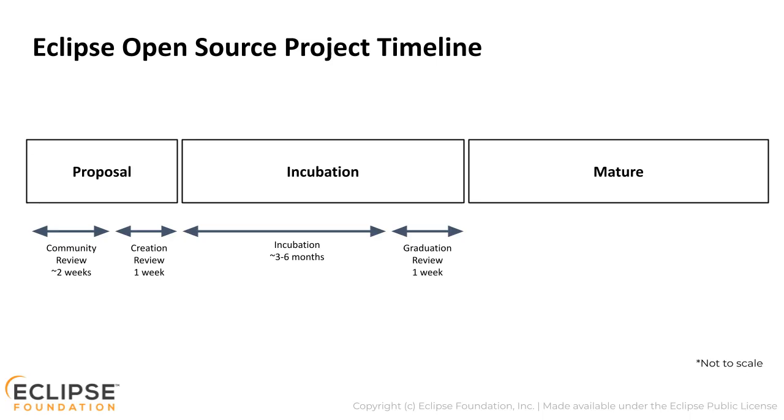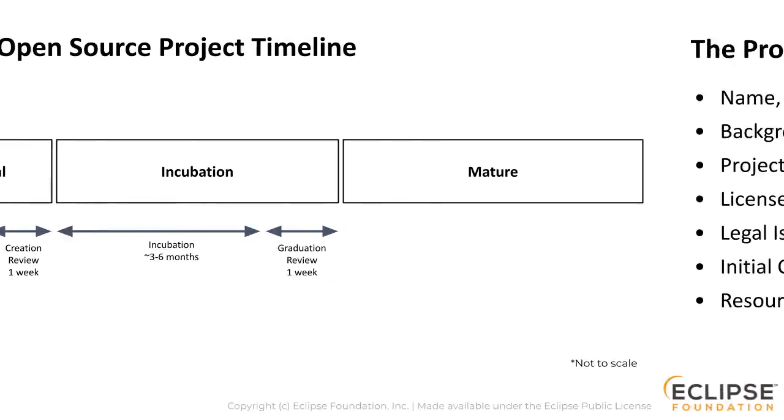Eclipse open source projects typically spend between 3 and 6 months in incubation before engaging in a 1-week graduation review to enter the mature phase.